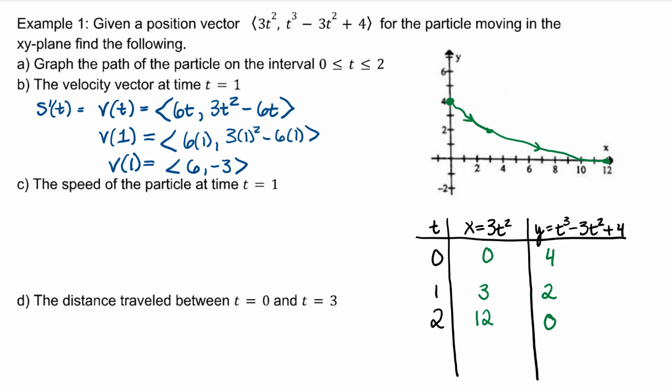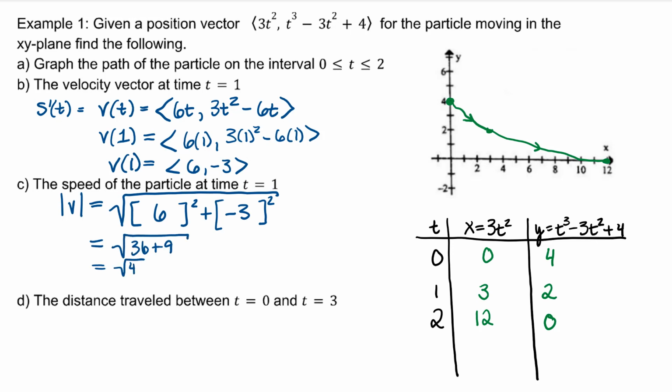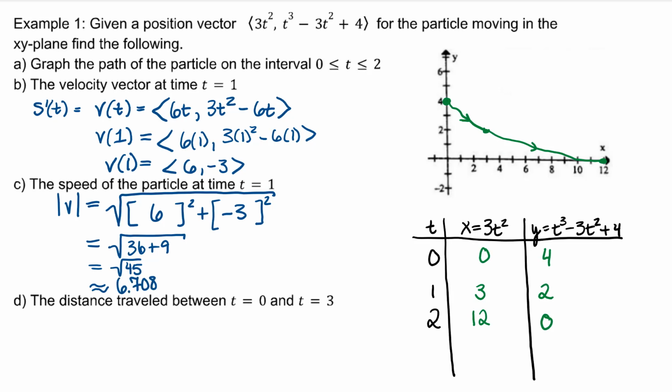The speed of the particle at time t equals 1. Remember that speed is the magnitude of the velocity vector. We're going to take x prime of t and square it, and y prime of t and square it. If t is equal to 1, we already did x prime of t. That is 6. If t equals 1, we also did y prime of t. That is negative 3. So the speed of the particle is approximately 6.708 when you plug it into a calculator.